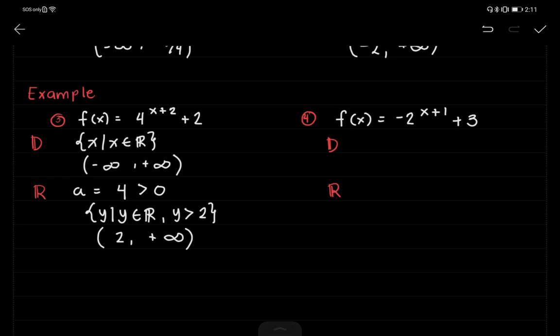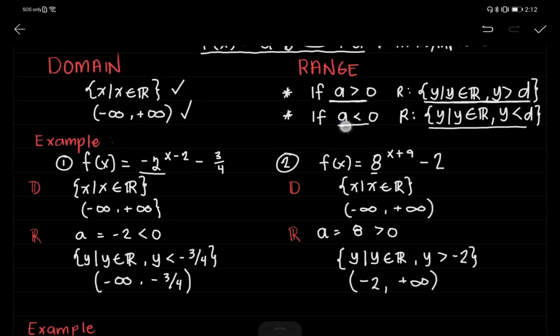Ito naman, we have here another example. So we have here negative 2 raised to x plus 1, plus 3. So ang domain natin, same as usual, x such that x is an element of all real numbers. Or we can say that from negative infinity up to positive infinity. So here, we have our range. So we have to get our a value, which is negative 2. And we know negative 2 is less than 0. So a natin, a is less than 0. So therefore, ito yung ating range.